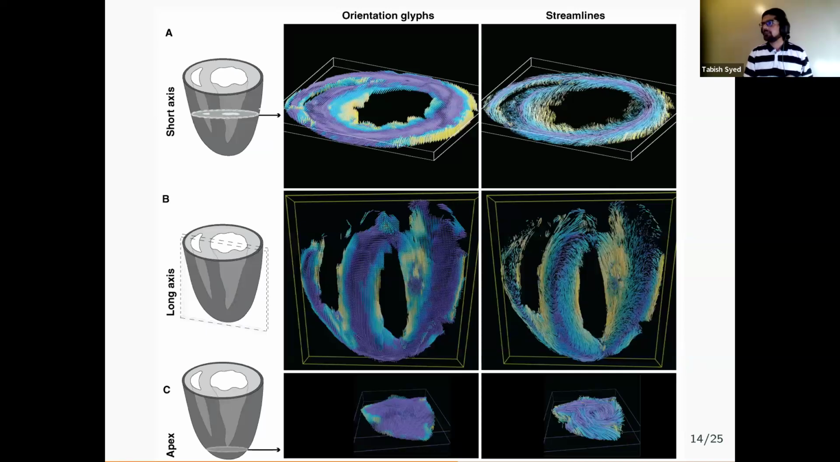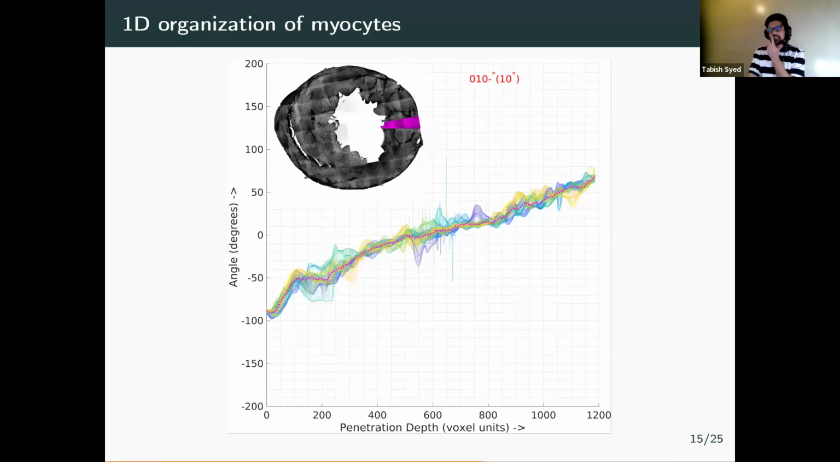Okay, so there are some interesting results that come out of it. One of the ways in which people have measured the structure or geometry of the heart is what's called the helix angle. So people talk about how the orientation of the cell changes when you move from the epicardium, which is the outer wall, to the endocardium, which is the inner wall.